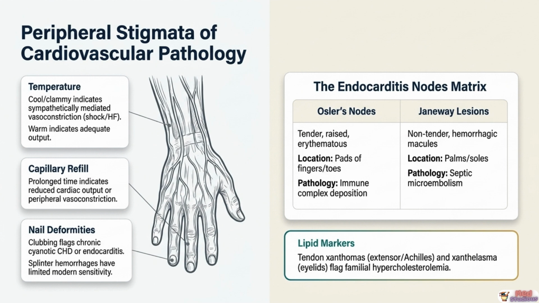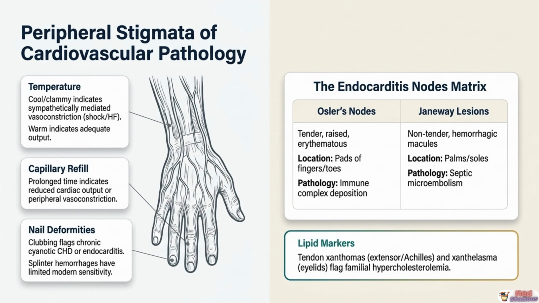Temperature tells you about perfusion. Cool, clammy skin reflects sympathetically mediated vasoconstriction, commonly seen in shock or heart failure, while warm skin suggests adequate cardiac output. Capillary refill time, assessed by briefly compressing the nail bed, becomes prolonged when cardiac output is reduced or peripheral vasoconstriction is active. Nail deformities matter too. Clubbing flags chronic cyanotic congenital heart disease or long-standing infective endocarditis, though splinter hemorrhages, while classically taught, are now recognized to have fairly limited modern diagnostic sensitivity.